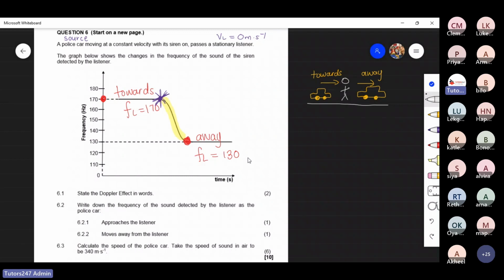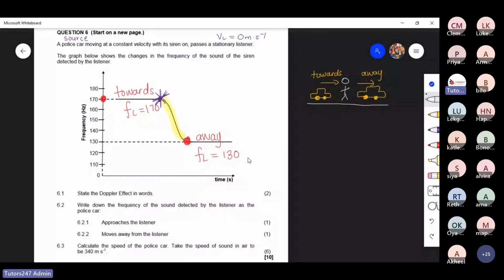Now we've got our first question, question 6.1, state the Doppler effect in words. So you can find that definition in your textbook. I'll mostly focus on the calculation questions for today.